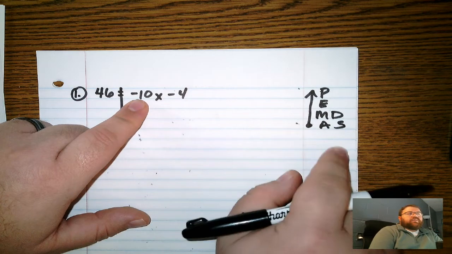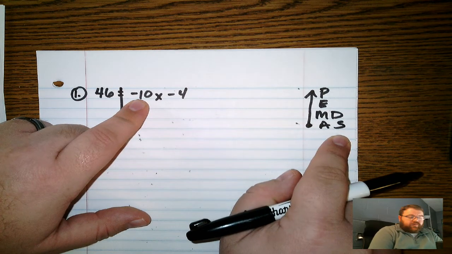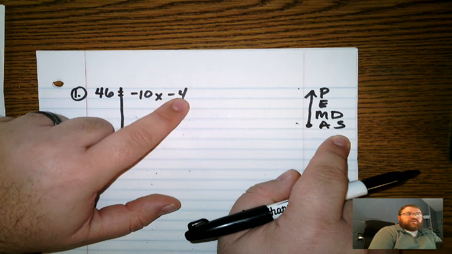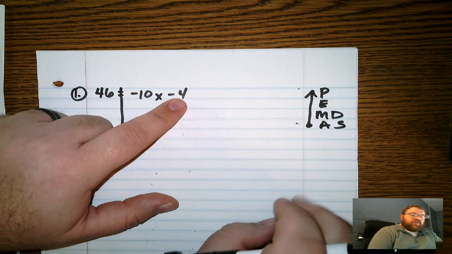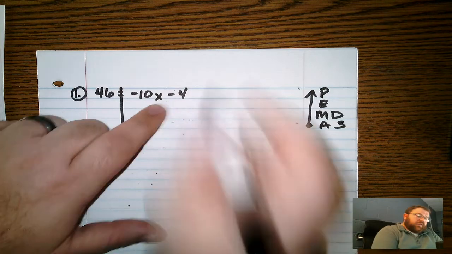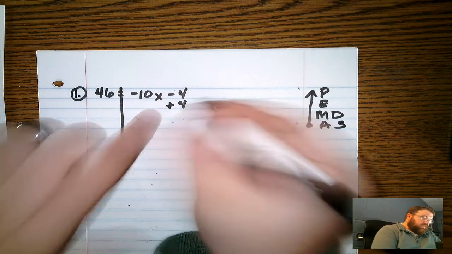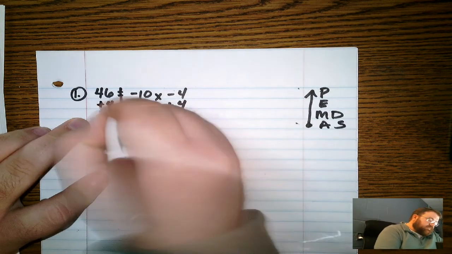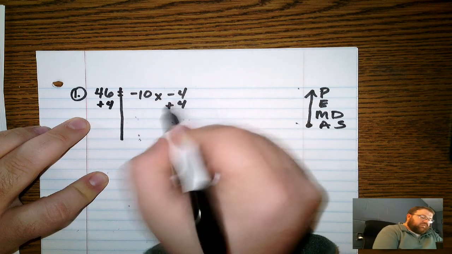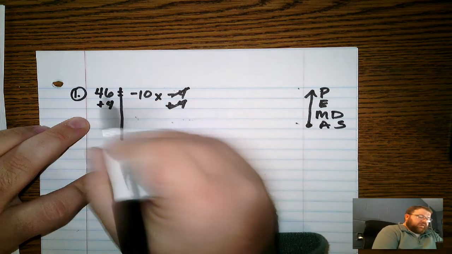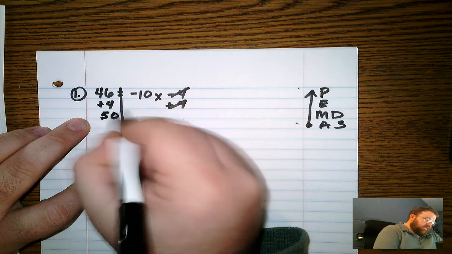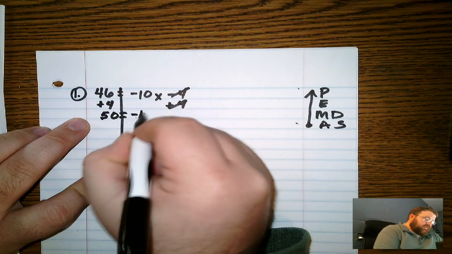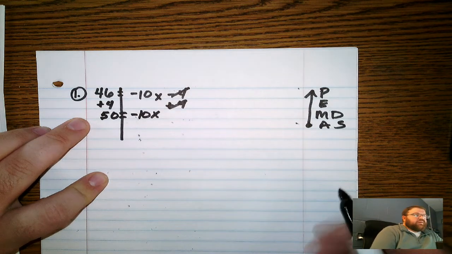Now, we're going to look at, do we have any addition or subtraction in our problem? And we do. We have minus 4. Now, what is the inverse of minus 4? And that's going to be adding 4 to both sides. Negative 4 plus 4 cancel. And 46 plus 4 is 50 is equal to negative 10x.